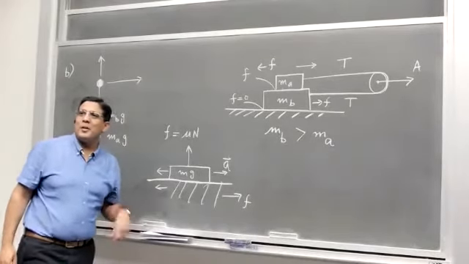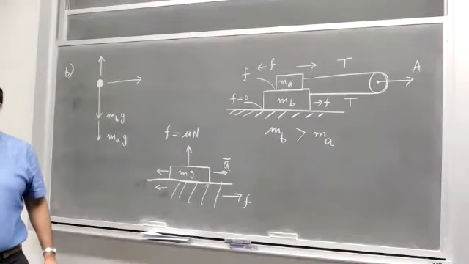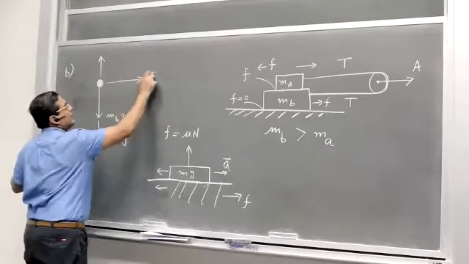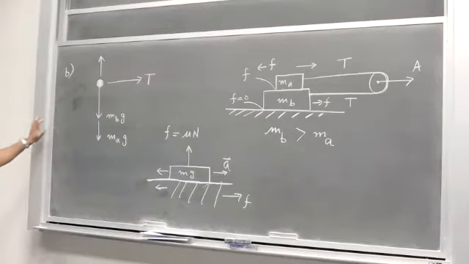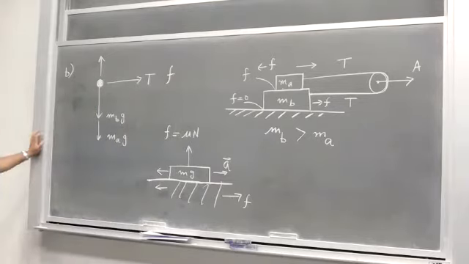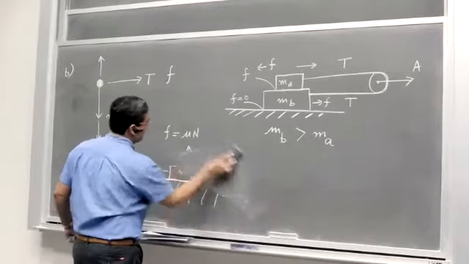Is it all right? Do you get it? Sir, on the right side there will be tension and friction. Yes. All right. Now, on block B, we have tension and we have the force of friction. Okay. Now we do the free body diagram.